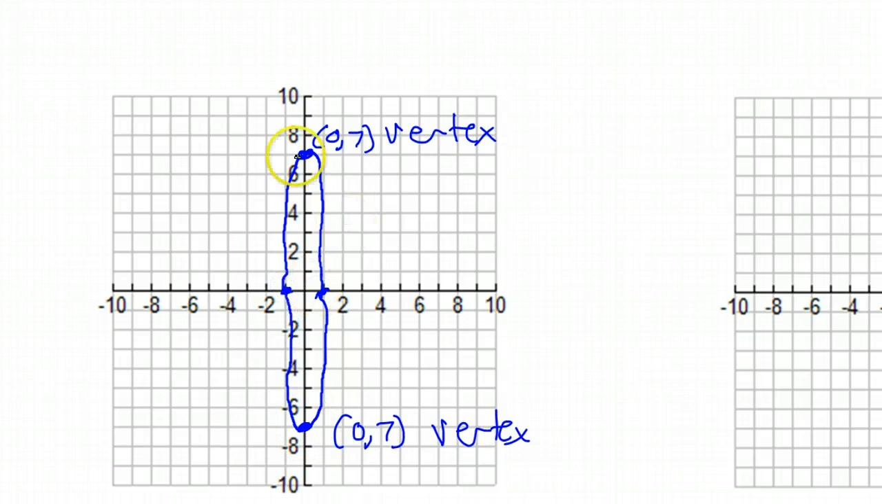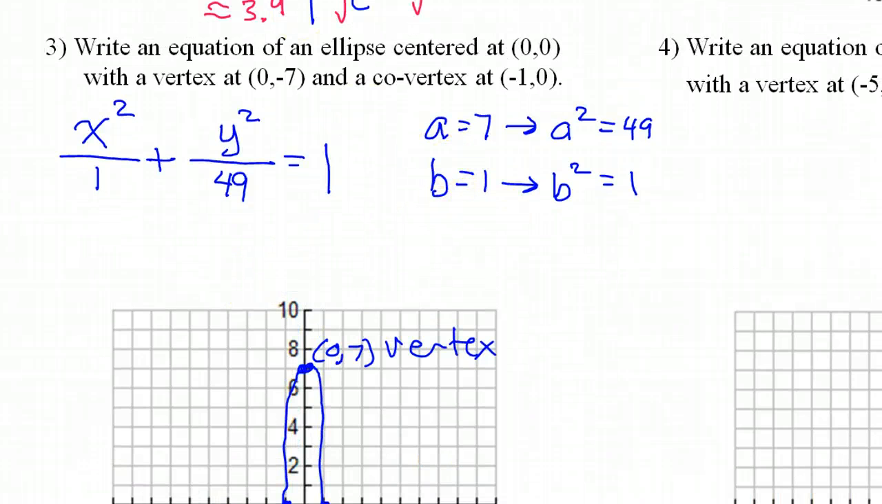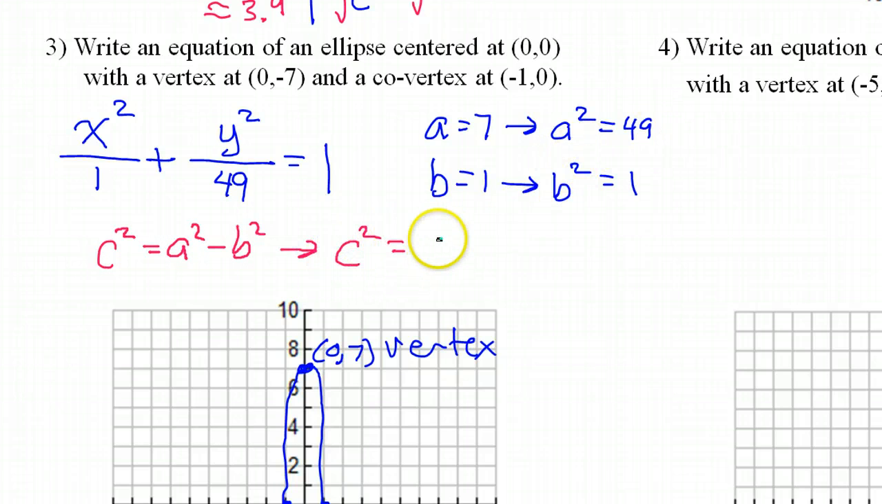Okay, that's about the worst graph I've ever done. All right, and just to be thorough, let's go ahead and find that c value. So remember that c squared is equal to a squared minus b squared. That means that c squared is equal to 49 minus 1.